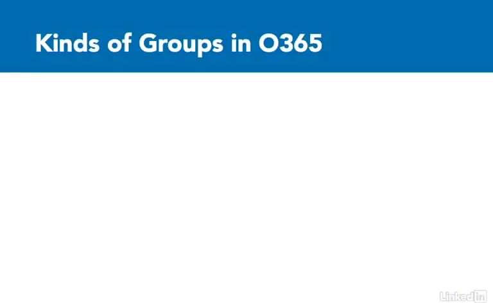So the most obvious reason why you would create a group is to reduce administrative burden. After all, ask yourself, is it easier to grant a right to 40 individual users or to a single group that has 40 members in it? Well, of course, the answer is the latter. And in Office 365, that's just one of the 4 different kinds of groups that you might encounter. So let's look at them now.